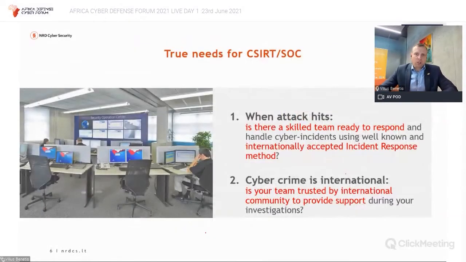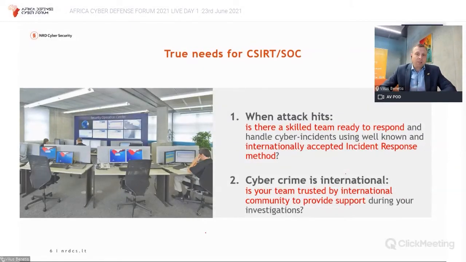So when do we need such teams? In essence, I feel there are only two main reasons why somebody should have them, because otherwise you can just run your IT security team and you don't need to bring it to such maturity as a CSIRT or SOC. So one is, when an attack hits, is there a skilled team ready to respond and handle the incident using an internationally accepted incident response method, from communication protocols, like naming something TLP red and being able to encrypt the relevant key information so it is not spread or disclosed inappropriately, to how to classify incidents and how to partner.